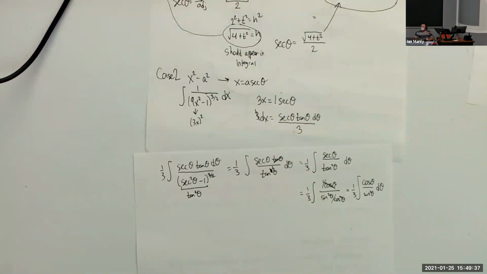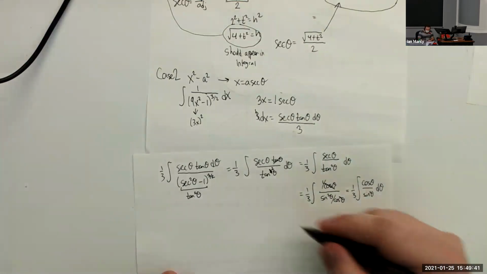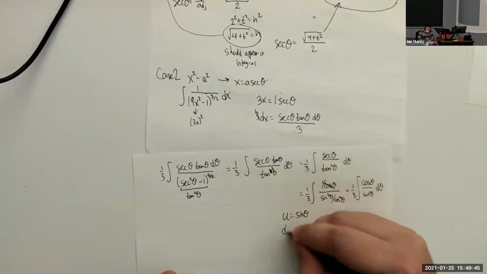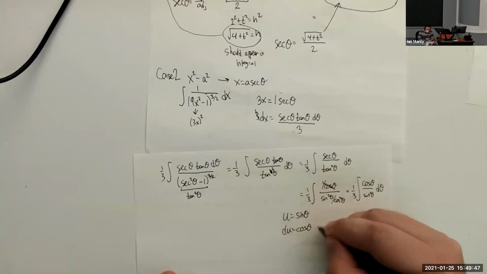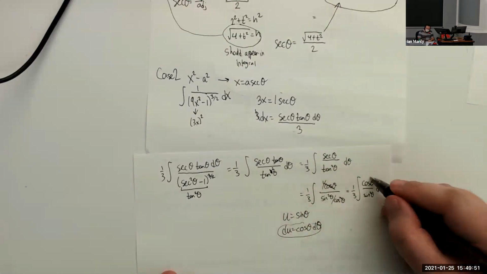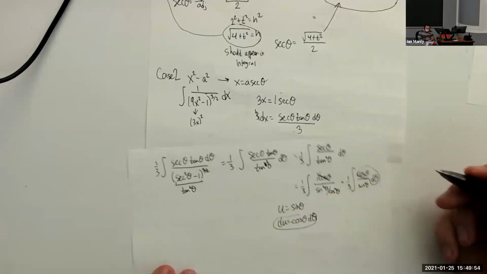U sub, yeah, that's right. Yeah, so we could use U sub for this one. So U is going to be sine of theta, and du is cosine of theta d theta. And thankfully that works out really well because we have this cosine of theta d theta up here.